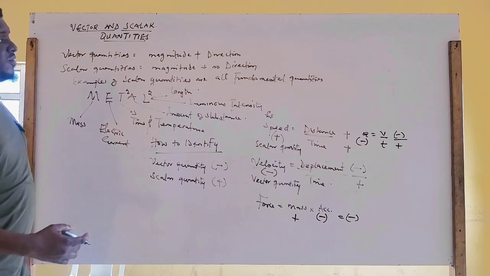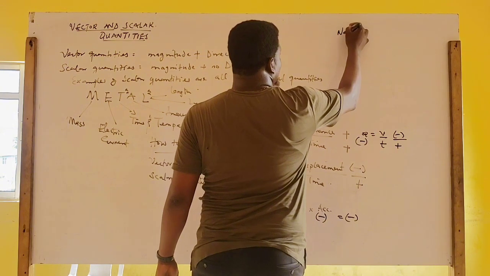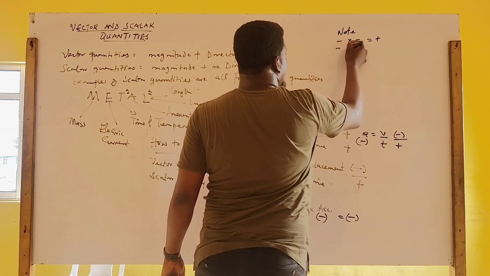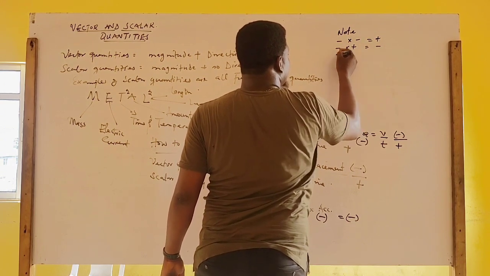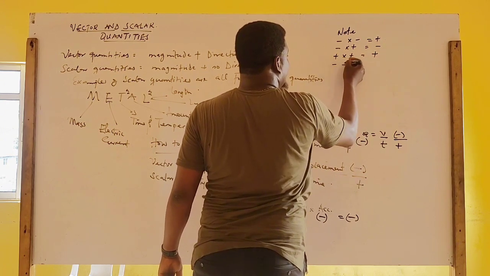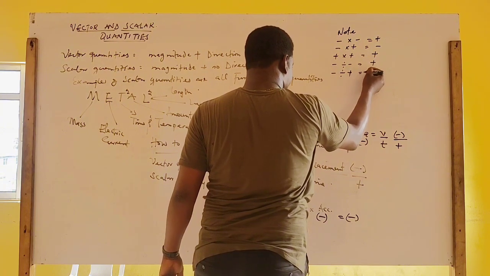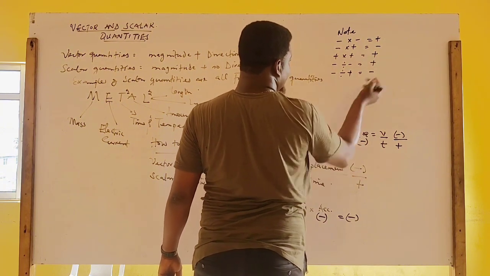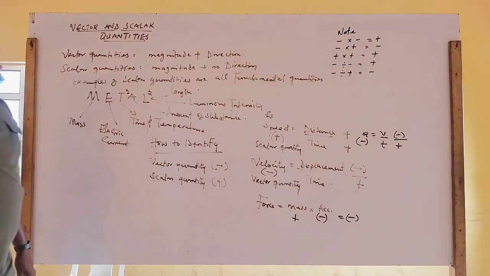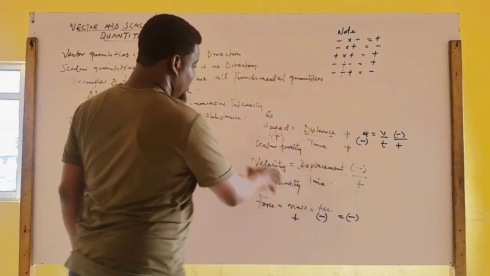You can use this to solve, but you need to note these arithmetic values. Note: minus times minus is plus. Minus times plus is minus. Plus times plus is plus. Minus divided by minus is plus. Minus divided by plus is minus, and the likes. So if you can have this in your mind, you can solve for these values.